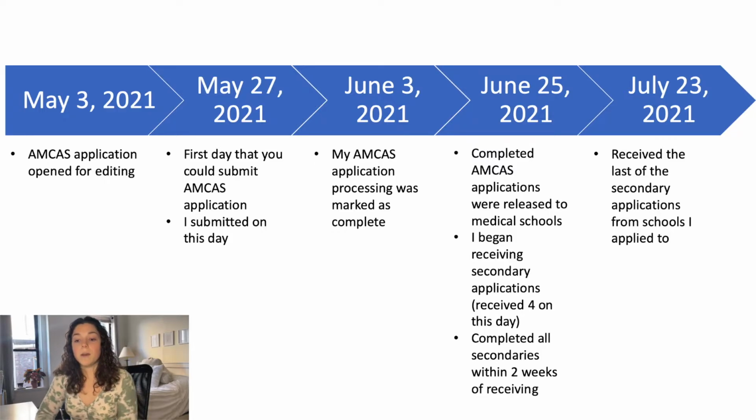And then moving on, May 27th of 2021 was the first day that we were allowed to submit the AMCAS application. And if you are following along with how I tend to do things, you might have guessed that I submitted it on this day. And I did this because I heard that it's a little bit finicky and hard to predict when your application will be processed, because once you submit it, there's a whole processing that has to happen, and then once it's actually processed, then it's ready to go and to be sent to schools.